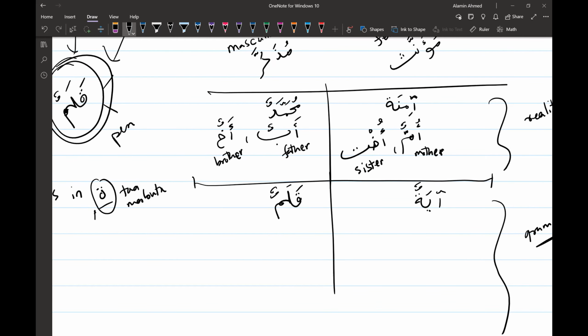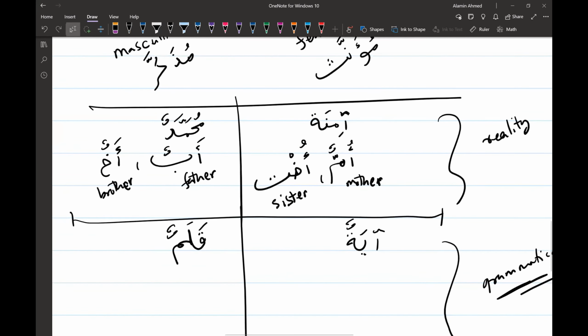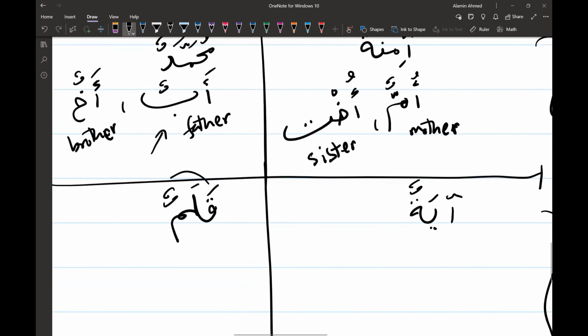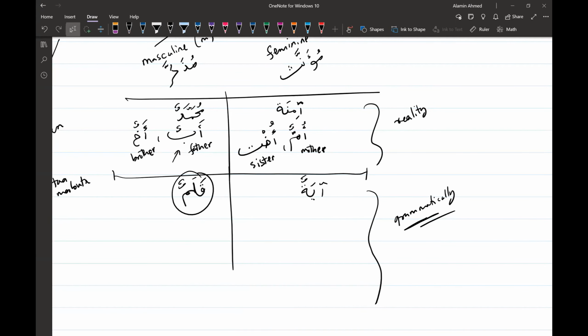Haqiqi means in the real sense. It could be masculine or feminine, both. For example, the father is masculine in a real sense, meaning it's a real meaning. Just think about how we understand the real sense of what the gender is. Yes, father in the real sense, his gender is masculine. The pen, we're saying masculine, but is it in the real sense? No, it's not the real sense. We're saying in Arabic grammar, it will treat the word as masculine.